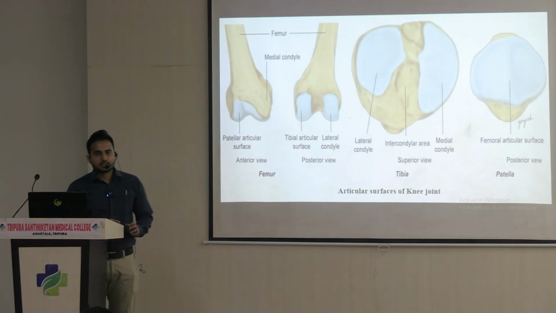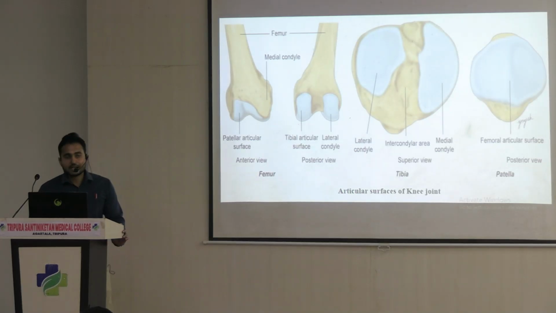Next is the articular surfaces of the knee joint. Now in the articular surfaces of the knee joint, what you have to mention? Any idea? When you will be writing about the articular surfaces of the knee joint, what you have to mention? We have to mention the bones which are forming and the part of the bones which are forming the joint. तो इसमें क्या क्या आएगा? What are the things that will come?